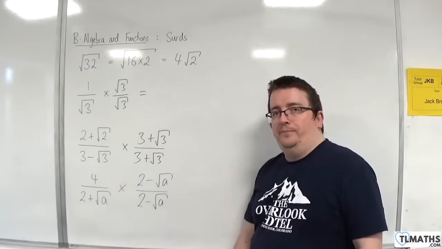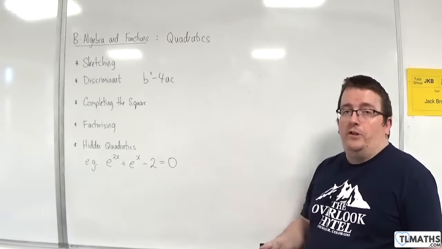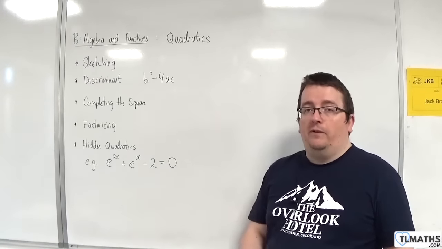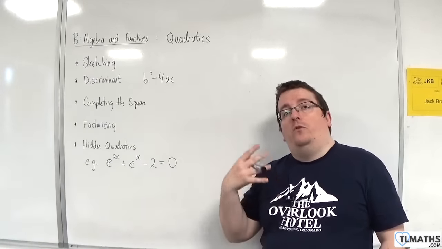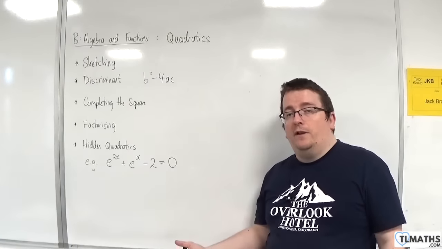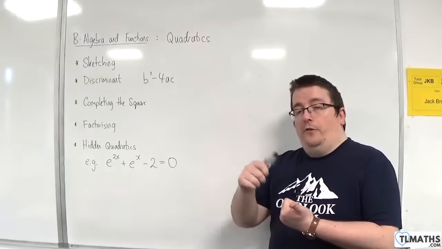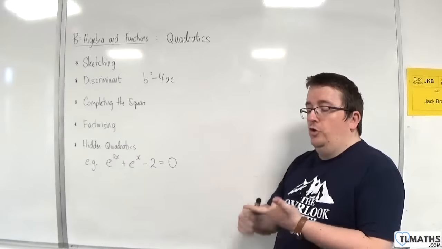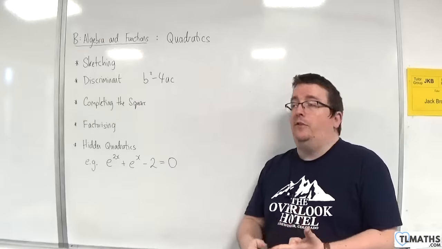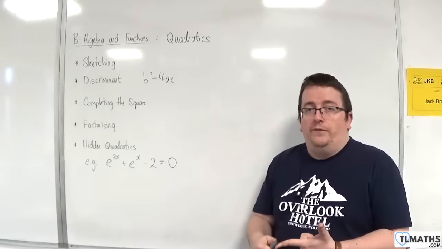So quadratics. First and foremost, I expect you to be able to sketch any quadratic of the form y equals ax squared plus bx plus c. So use your calculator, either a scientific calculator or your graphical calculator to do that. Your scientific calculator will be able to find you the roots. It should also be able to find you the minimum maximum point of the quadratic as well, if you're using the Casio ClassWiz. So you can use all of that to your advantage.